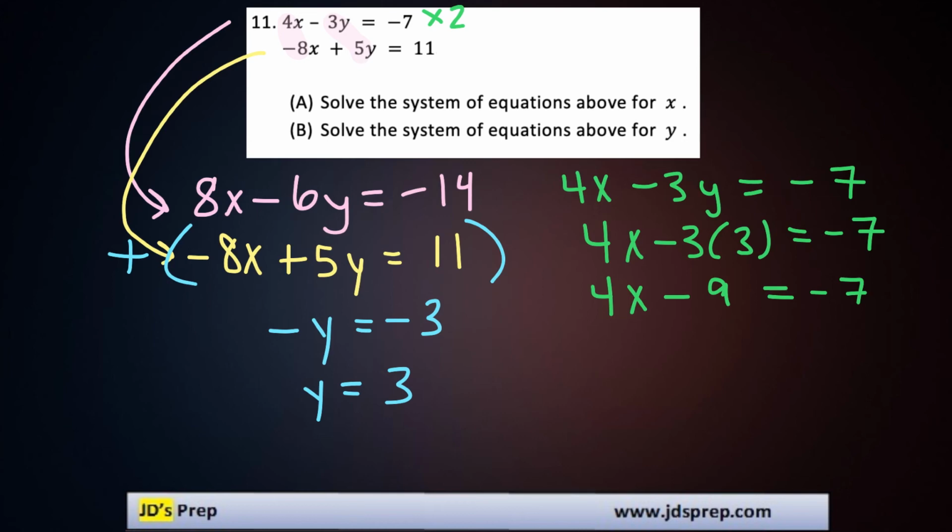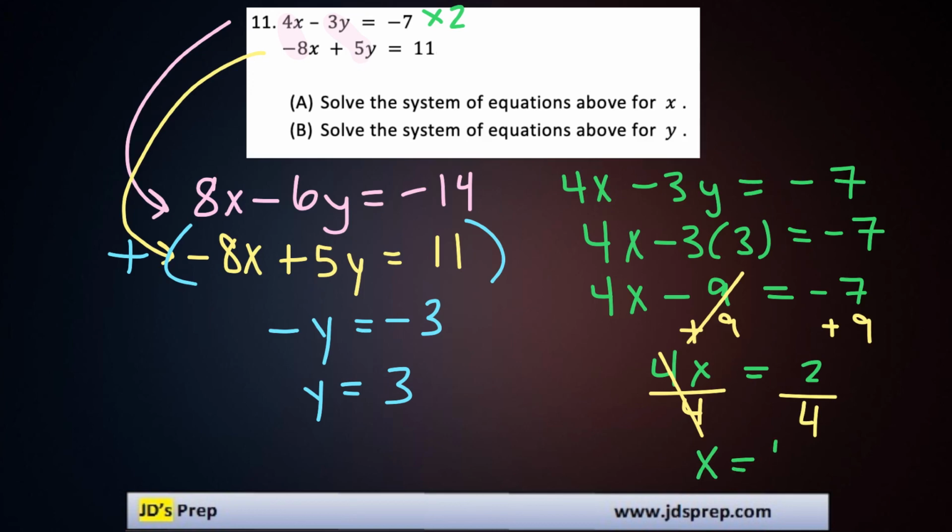That becomes 4x minus 9 equals -7. From here, we can add 9 to both sides, which means 4x is equal to 2. And we just need to divide both sides by 4 to isolate x. 2 divided by 4, we can just write that as 1/2. Awesome. So now we've solved the system of equations where x is equal to 1/2 and y is equal to 3.